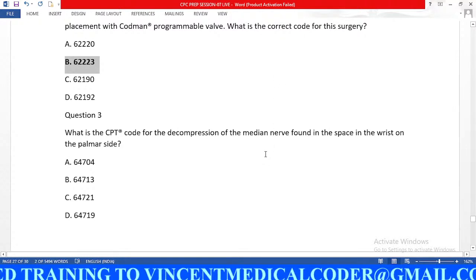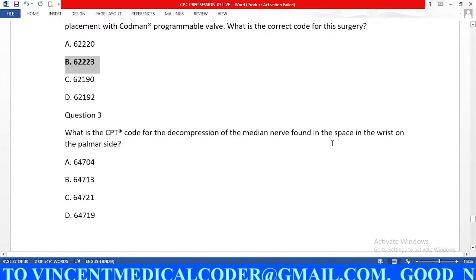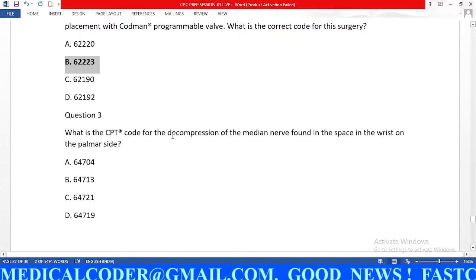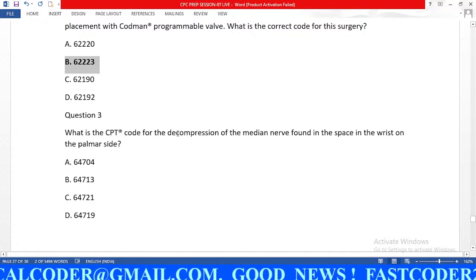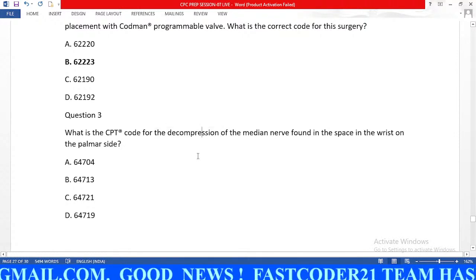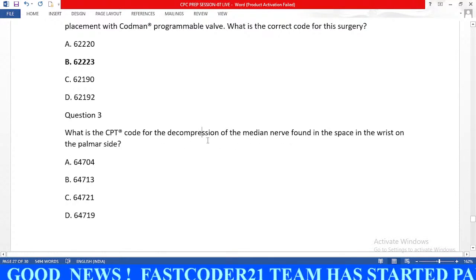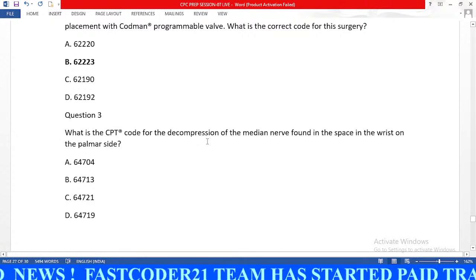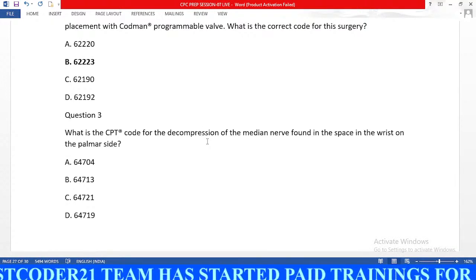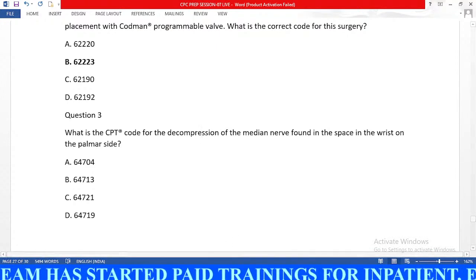So we can check 64704. First, what happened here? Decompression of the median nerve found in the space in the wrist on the palmar side. Here the physician has decompression. Compression means it is like pressing, so decompression means the physician will remove pressure on the median nerve. Here the physician has released the obstruction along with the nerve, and released it from adhesions. So we can check the answer. First one, 64704.